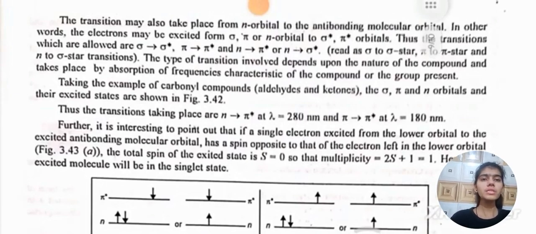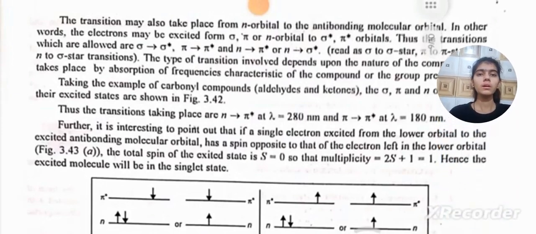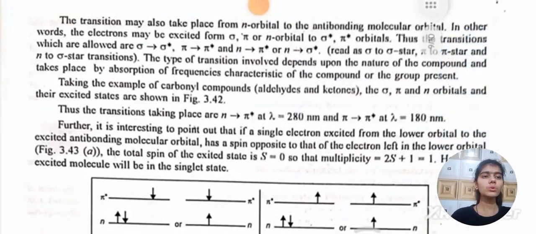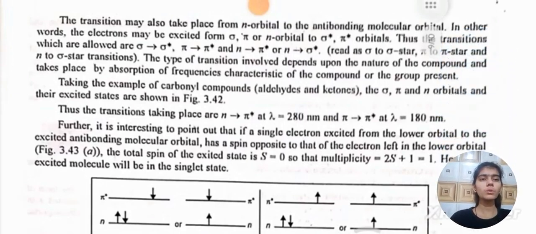Further, it is interesting to point out that if a single electron excited from the lower orbital to the excited antibonding molecular orbital has a spin opposite to that of the electron left in the lower orbital, the total spin of the excited state is S equals 0. So that multiplicity, 2S plus 1, is equal to 1. Hence the excited molecule will be in singlet state.